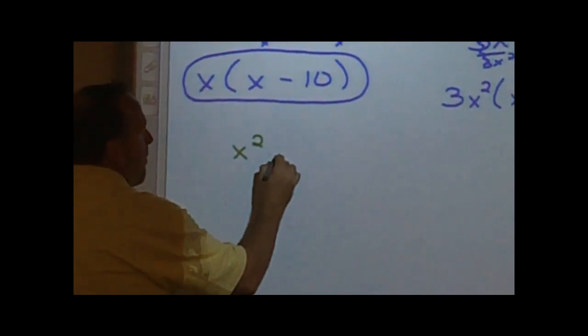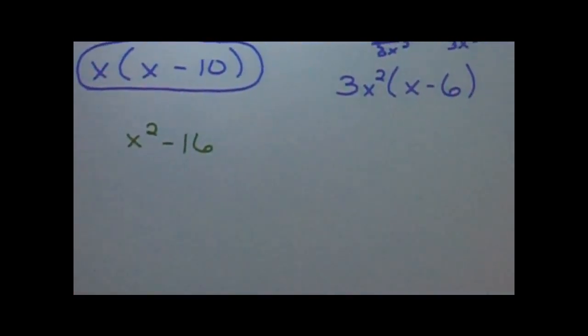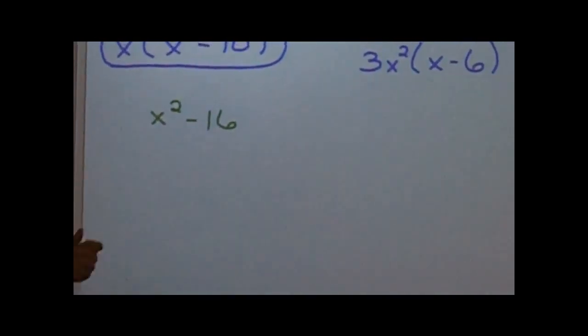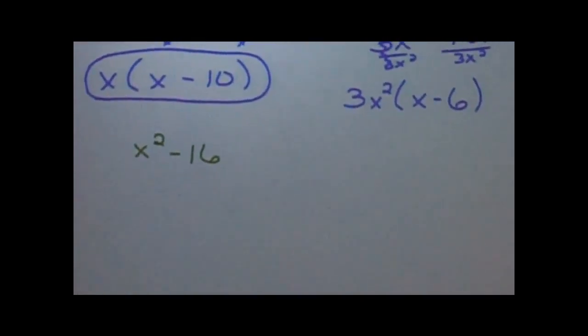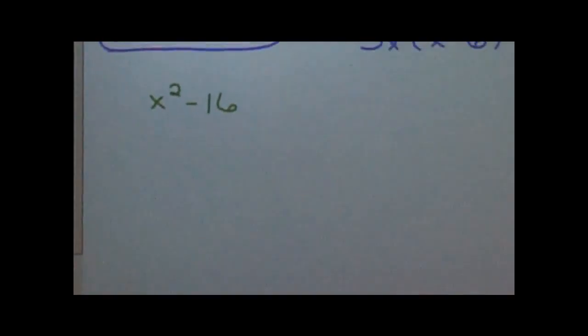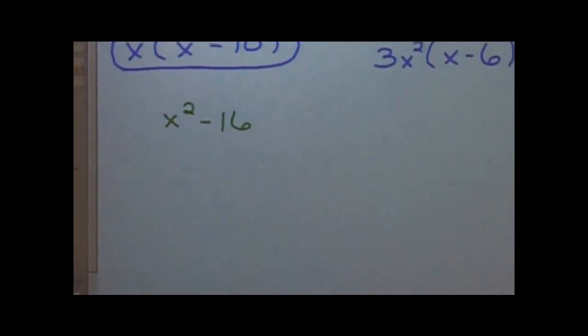X squared minus 16. Okay? The only time that you will not use the greatest common factor is if your first term and your second term are both perfect squares. When I say perfect squares, I'm saying if I can take the radical of both terms and find a value. Well, what's the radical of x squared?